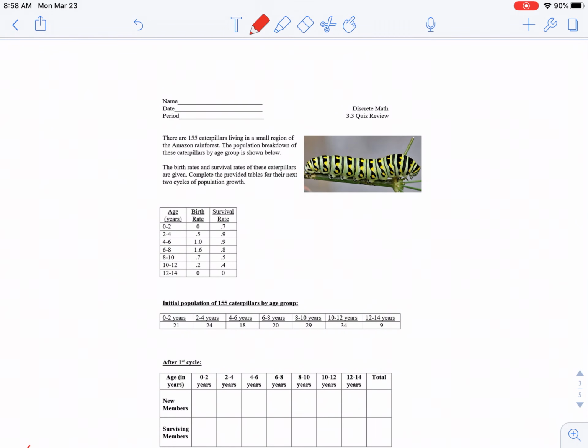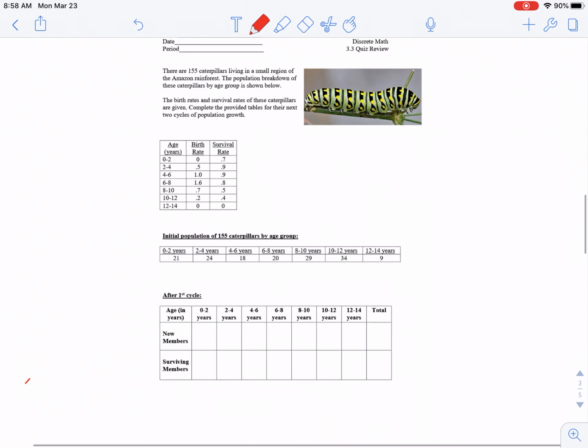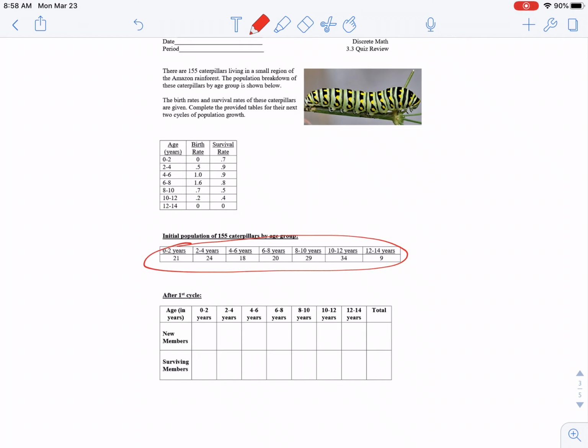All right, everyone, quiz review, the caterpillar problem. Let's try this one together. So you're going to take all of these initial populations right here. That's how many caterpillars are in each age group at the very beginning, before we project anything into the future.